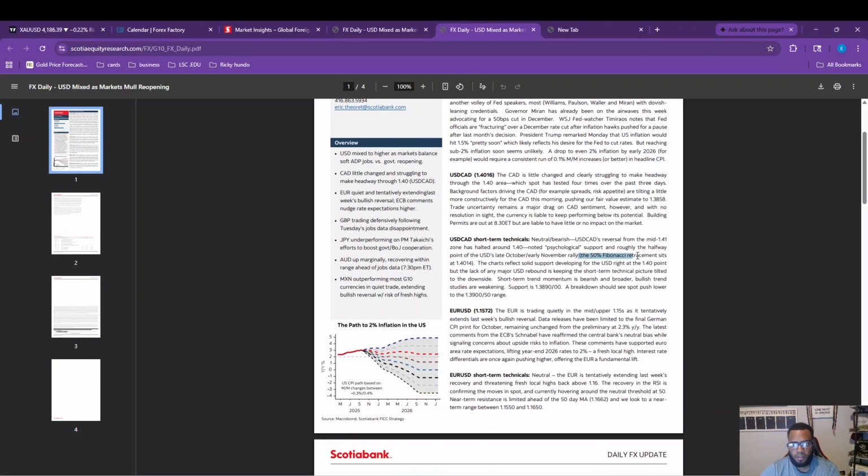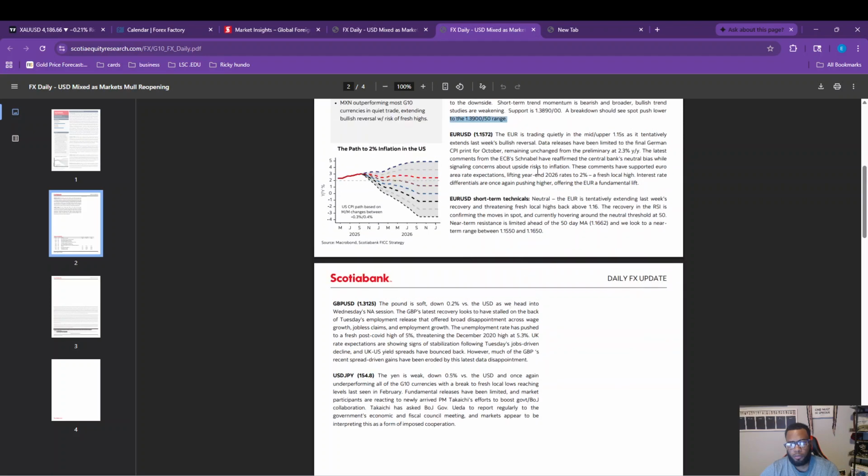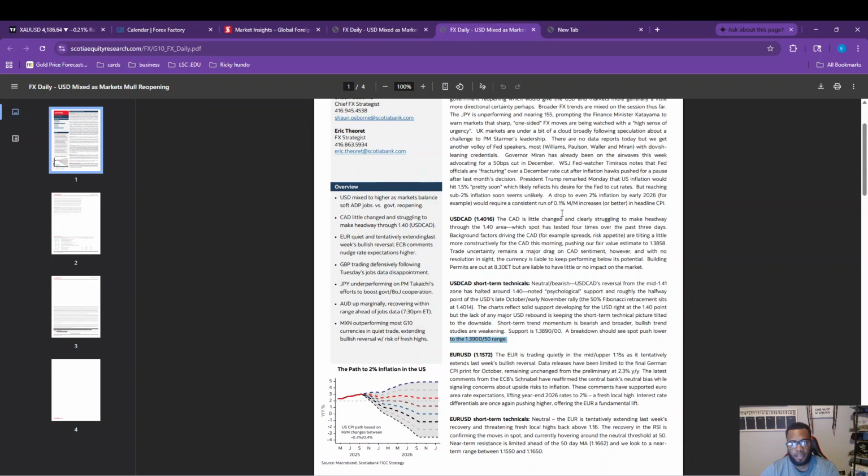And then I have another website too. It also talks about Fibonacci levels, if you guys use Fibonacci retracements, which is really dope. It talks about the support. A breakdown should see spot push lower to, blah blah blah, XYZ. So this is coming from the banks, and the way that I trade, I trade in conjunction, in correlation with the banks. I trade like how the banks trade, called smart money, right? So with them giving this information out, it'd be wise and kind of smart if you mimic what they're doing, so you can kind of ride their wave.